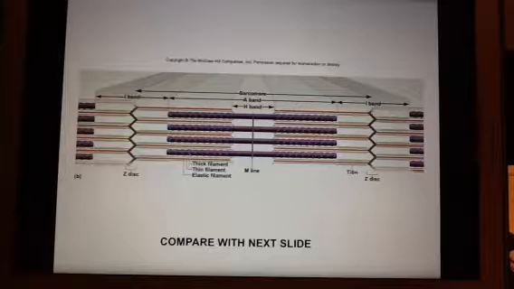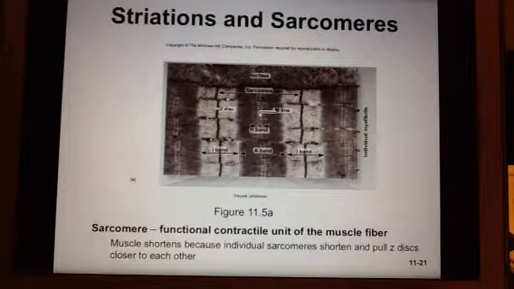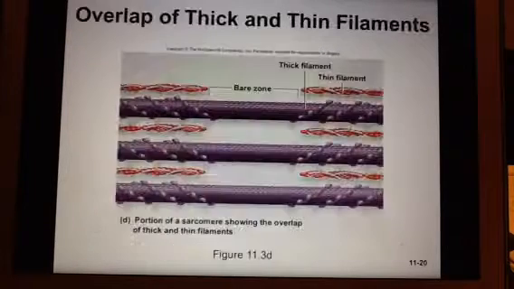There it is a little bit closer. And so you can see the A band is the thick, and then the I band is where there's just thin. We're going to compare this with what's coming up on the next slide. And so this is it zoomed in a little bit. That's the actual microscope version. So let's go back for just a second.